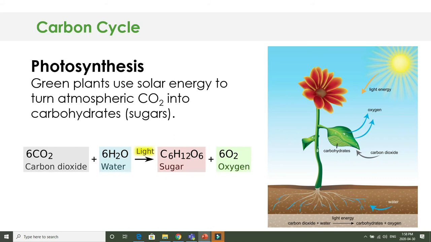So plants are so important because they're sucking CO2 out of our atmosphere, and they are turning it into oxygen. So plants breathe in carbon dioxide and breathe out oxygen. And we need oxygen, right? And we don't need CO2. So they're very important.